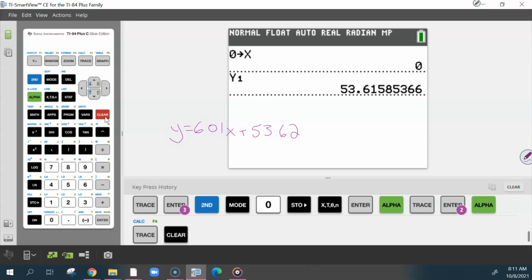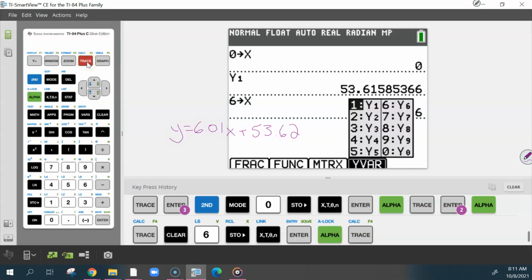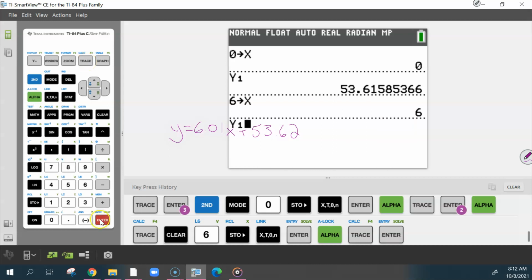Okay. The next one we're going to do is for 6 hours of studying. We're going to do the same process, except we're going to change our x value to be 6. So 6 STO x. Now our x value is 6. Go back up, grab your y1 from alpha trace, and it's now going to solve it when x is 6. Again, round to 2 decimal places, so 89.69.